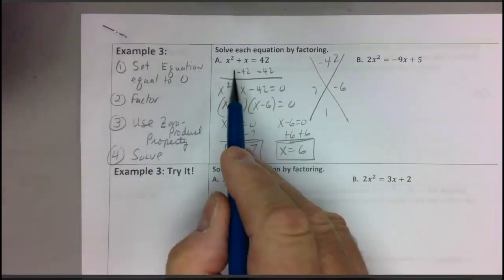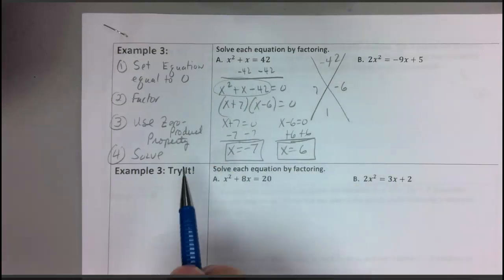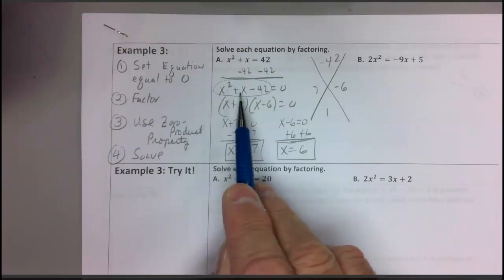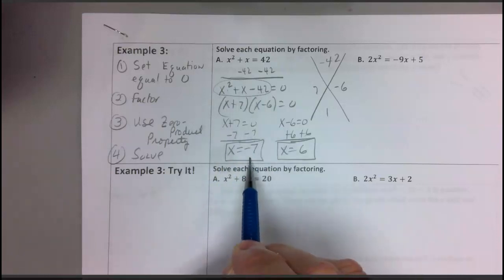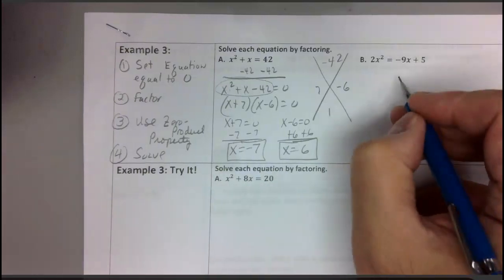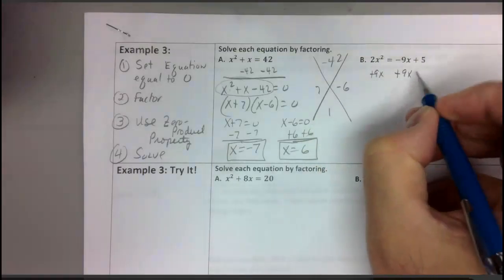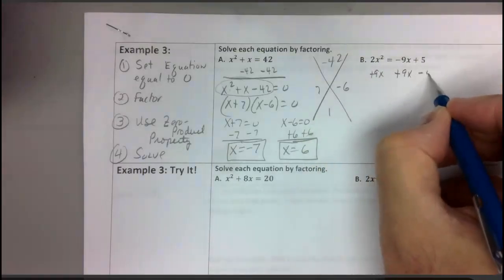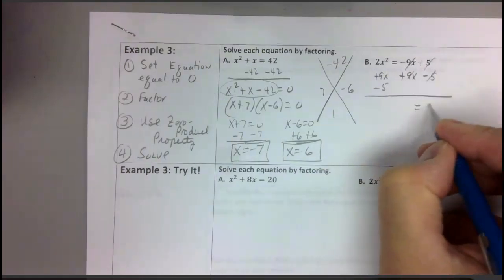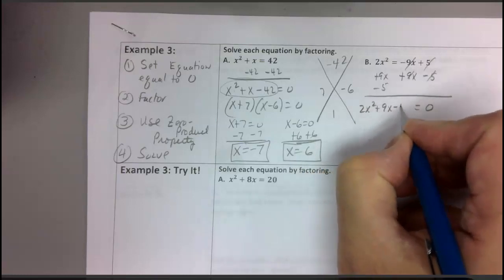-7. So if I graph this quadratic equation right here, and if you want to do it in Desmos, you can. If I put y equals x squared plus x minus 42, you'll see it intersects the x-axis at -7 and 6. This next one, again, I've got to set everything equal to 0. So I'm going to add 9x over here, and I'm going to subtract 5 over here. So those end up canceling over there. So I get 0. So it gives me 2x squared plus 9x minus 5.